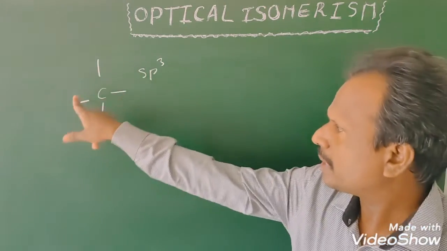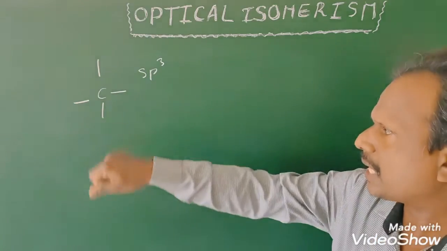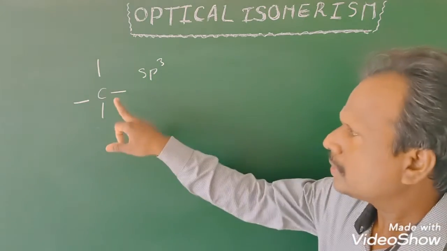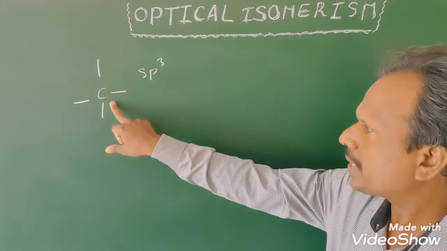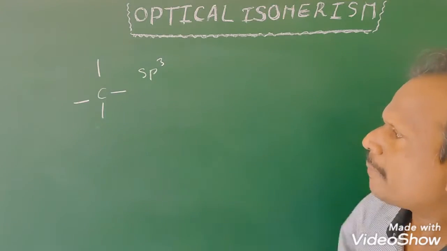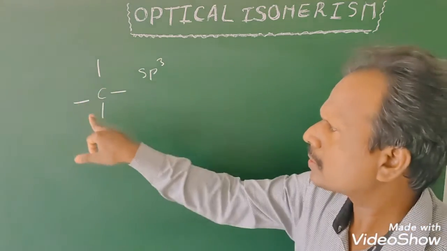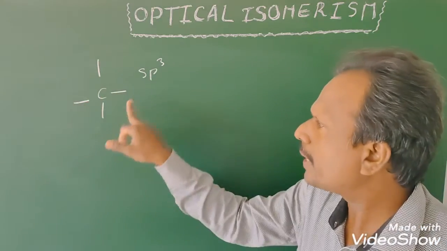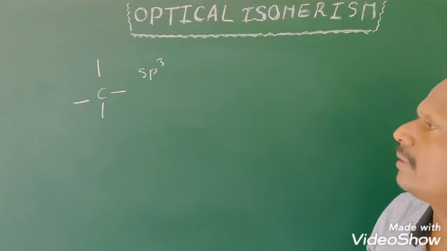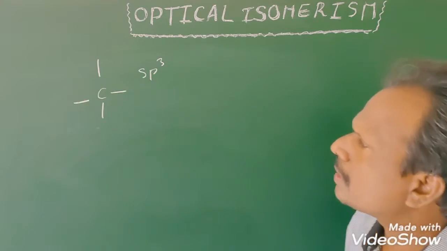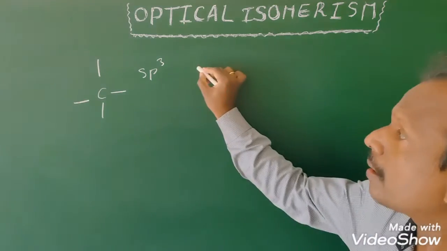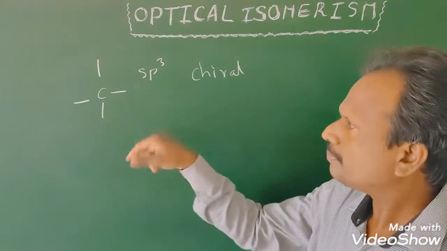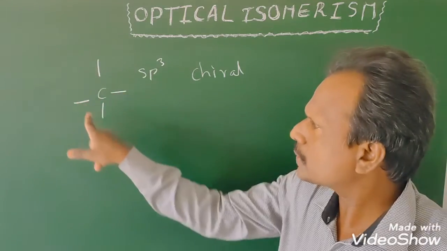It is an sp3 carbon because it forms 4 sigma bonds. The carbon which forms 4 sigma bonds, what is its hybridization? sp3. To predict the hybridization, we count the sigma bonds: 4 sigma bonds, sp3. The sp3 carbon which is linked to 4 different groups is called a chiral carbon. What is the space location of these groups?